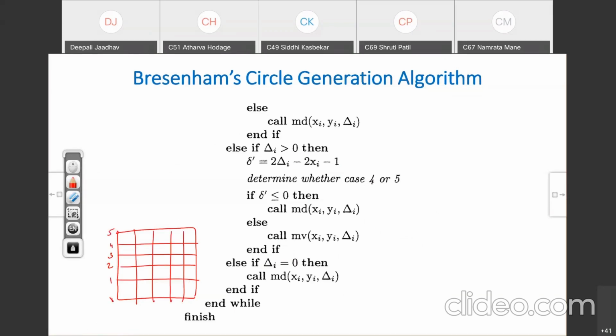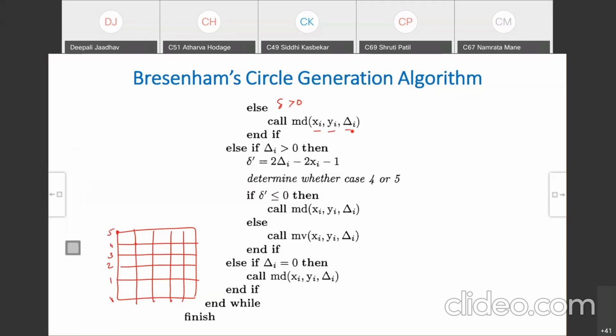Okay, this point is selected first. Then if delta is greater than 0, the diagonal point is selected. Call MD, the move diagonally subroutine, with xi, yi and delta.